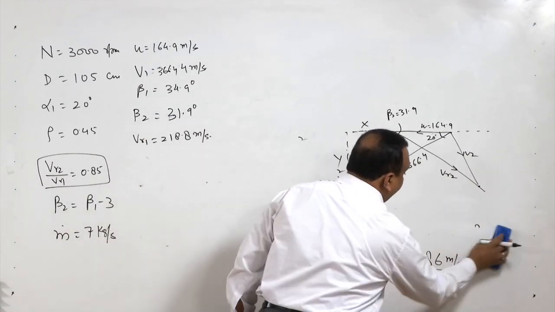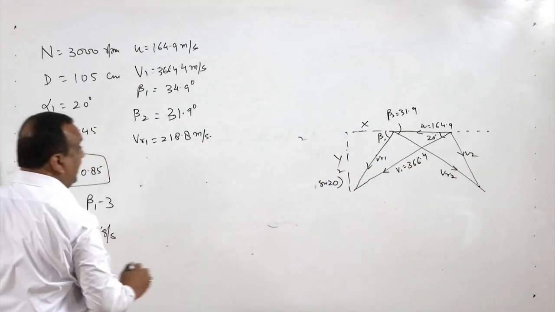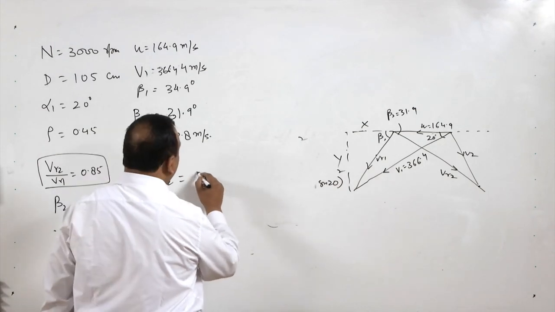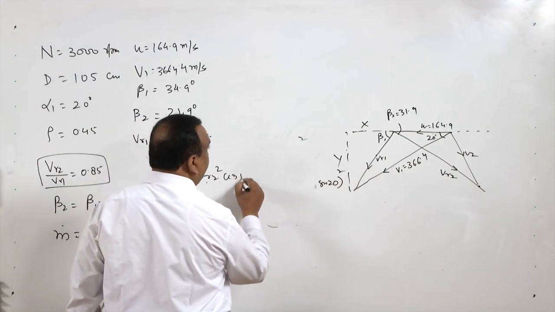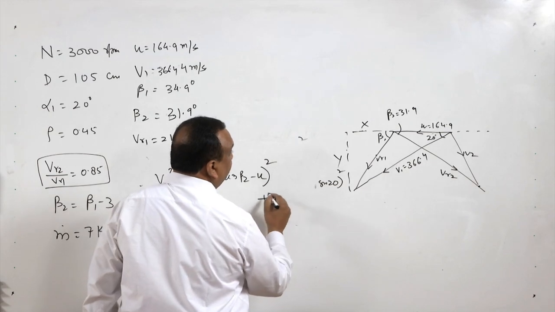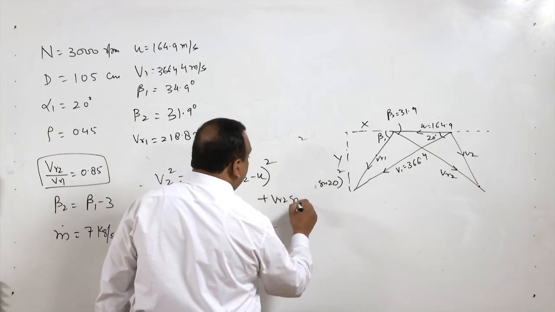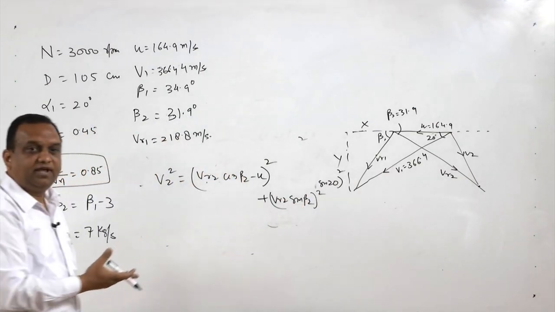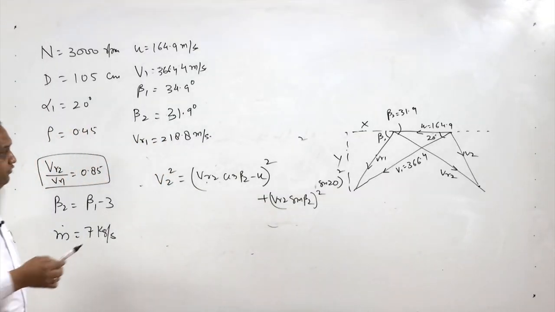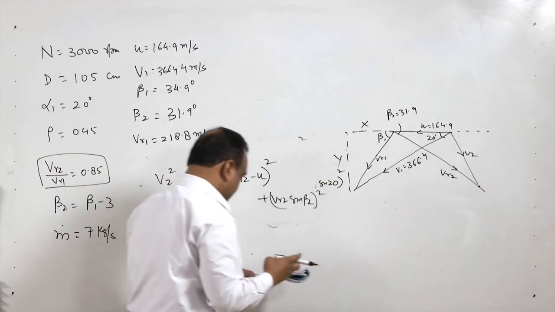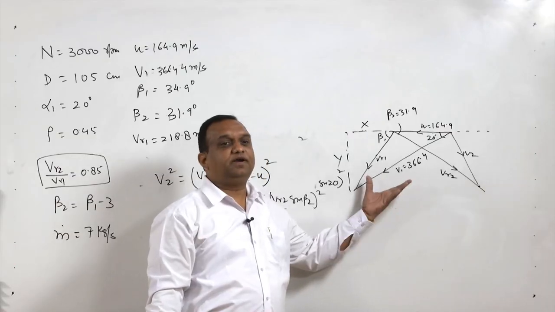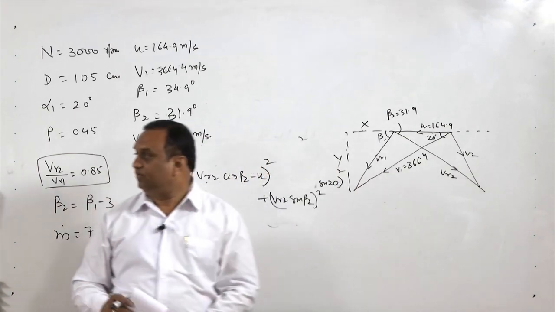And if it is required, as we have found the value of VR1, we can find the value of V2. Say V2 square is equal to VR2 cos beta 2 minus u whole square plus VR2 sin beta 2 whole square. And from here, because we have the value of VR2, we have the value of beta 2, and u is also with us, we can easily find the value, or geometrically also we can do that. We will be getting the same result. Now, what is required here? Now we have complete, we can draw the velocity triangle, which is the first requirement for any numerical in steam turbines. Now, what is required here?